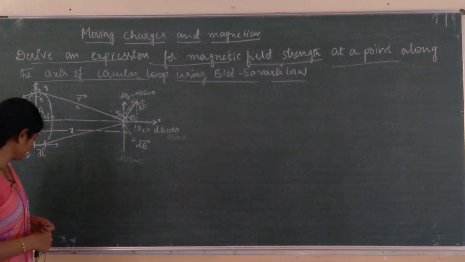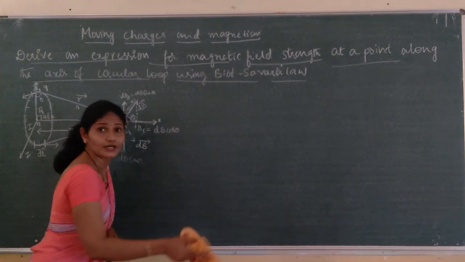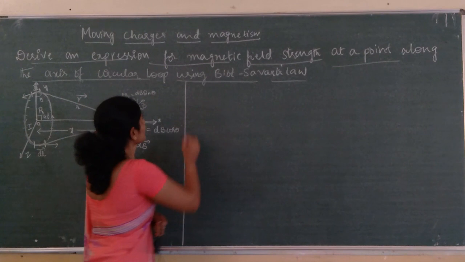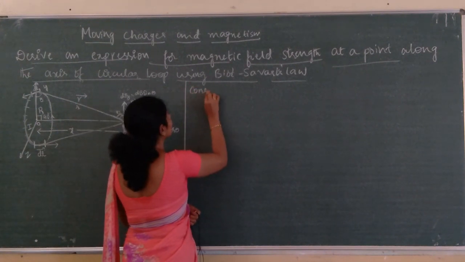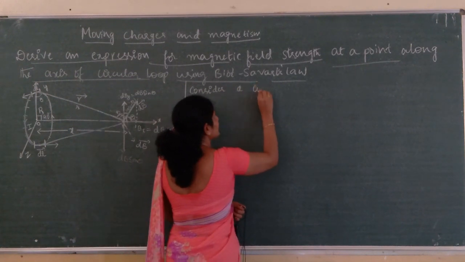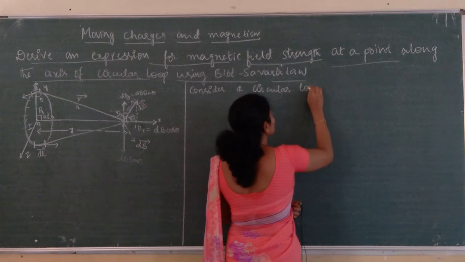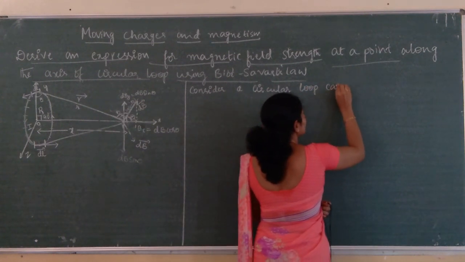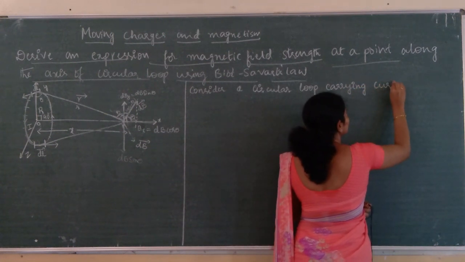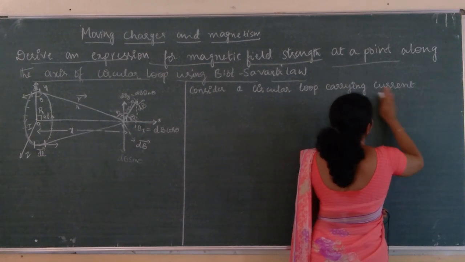Now, this is important for 5 marks. Consider a circular loop carrying current I, carrying steady current.